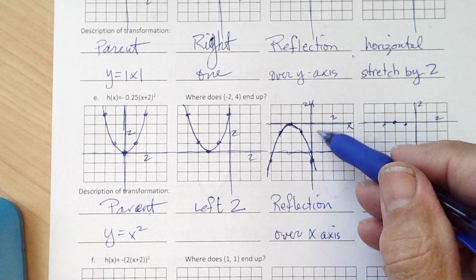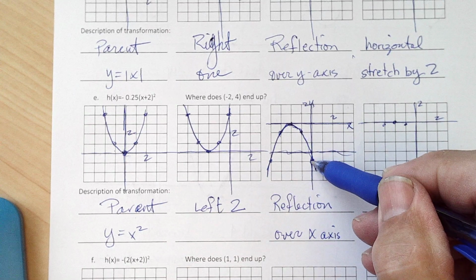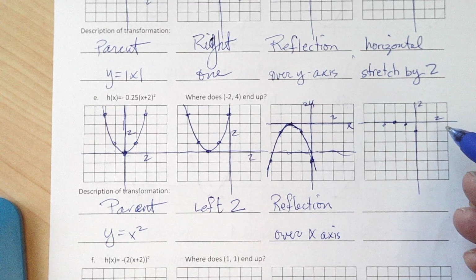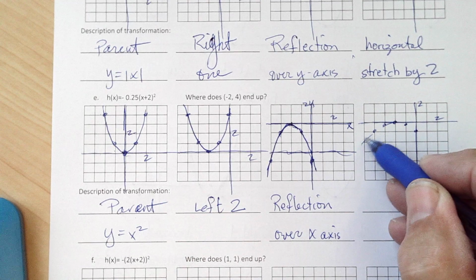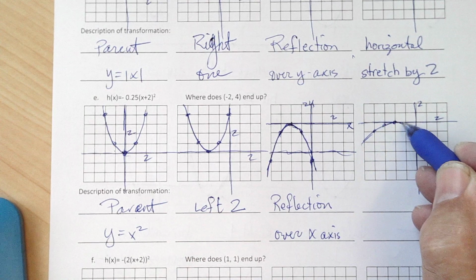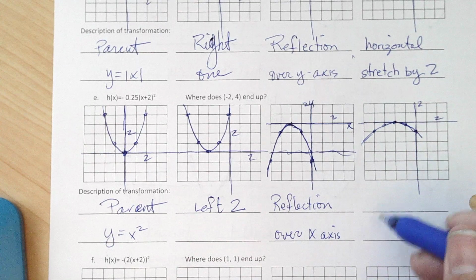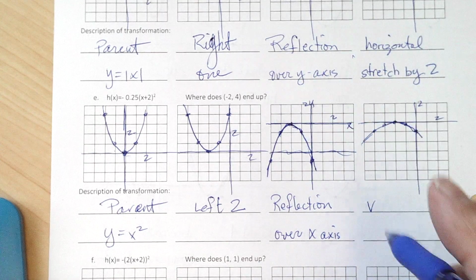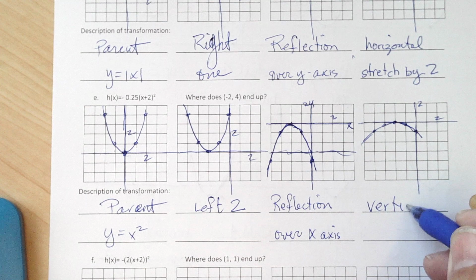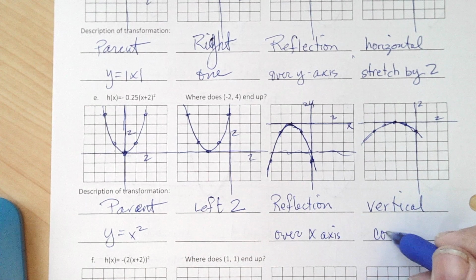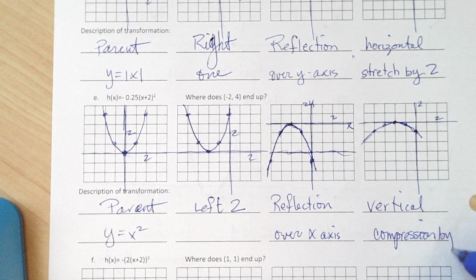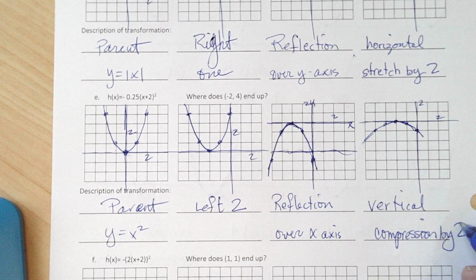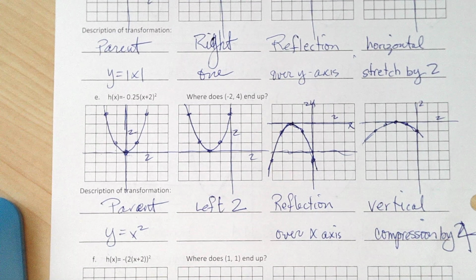And this was down 4, so it goes down 1. And same over here. So it's a vertical compression by a factor of 2 or 4, a quarter or 4. So you can write a quarter or 4, I don't care.